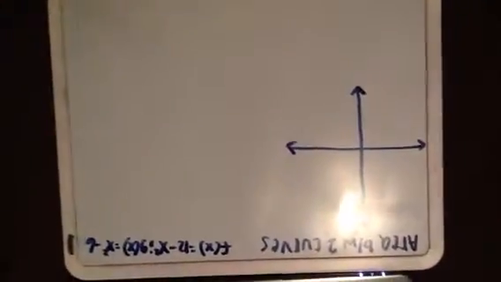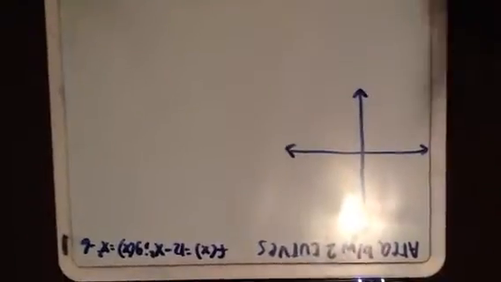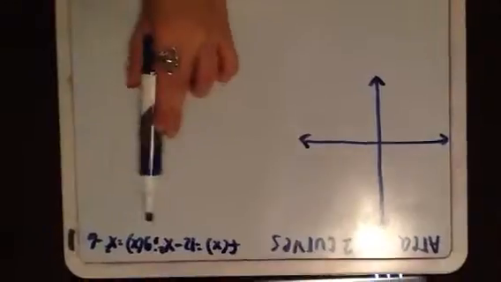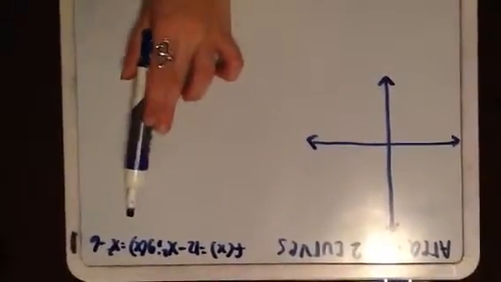Hello, today we're going to go over the steps of finding the area between two curves. So first we're going to go through an example. So these are our two curves right here. f of x is equal to 12 minus x squared, and g of x equals x squared minus 6.